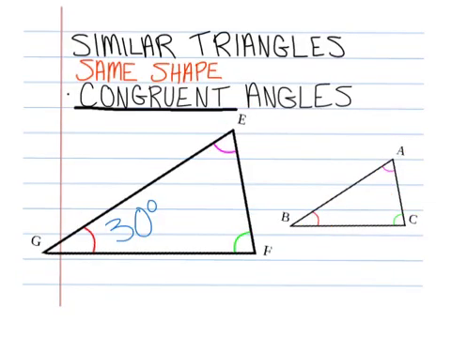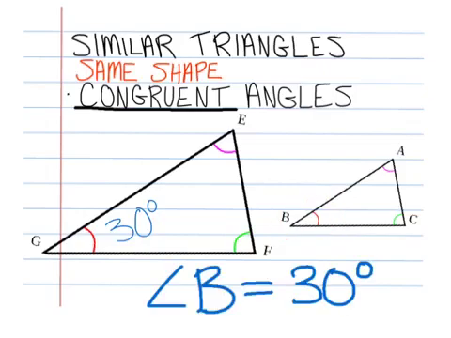Alright, so if angle G is 30 degrees, what is the measure of angle B? They're corresponding angles, which means they are congruent because they are similar triangles. If they're congruent, what's that mean about their angles? They're the same. So angle B will be 30 degrees as well. Okay.